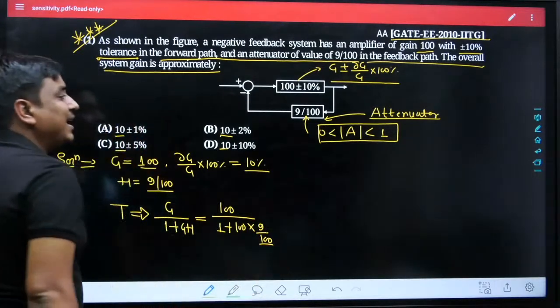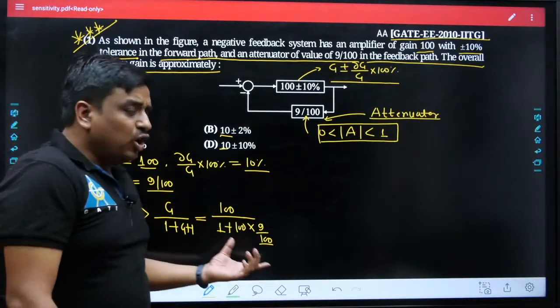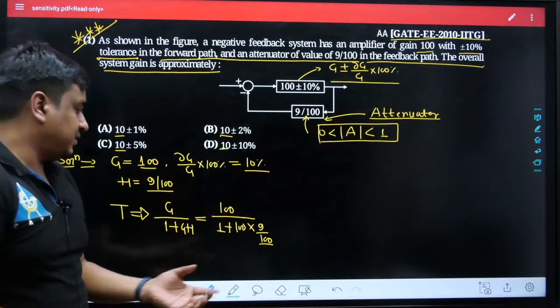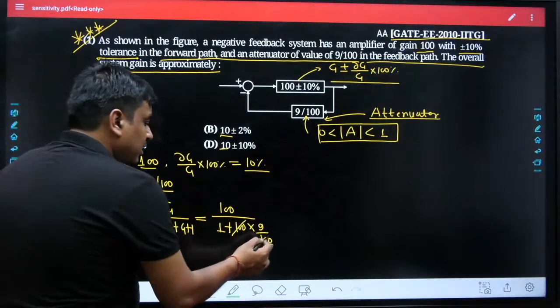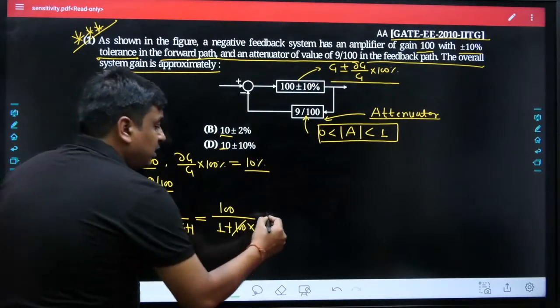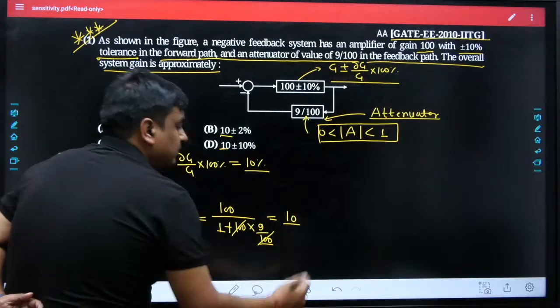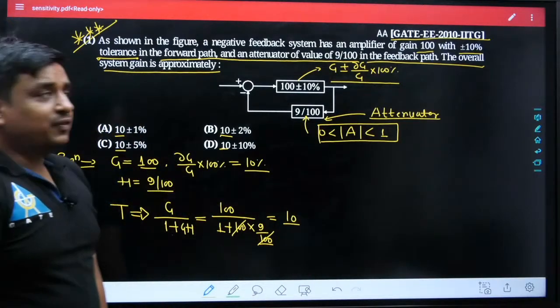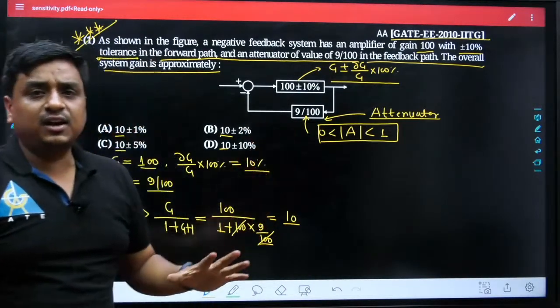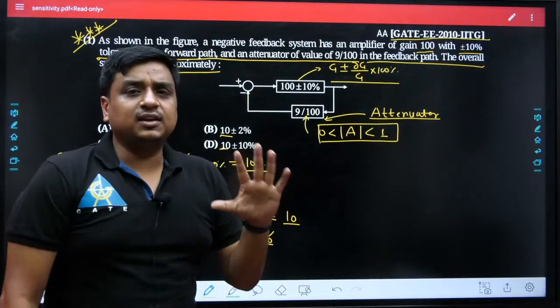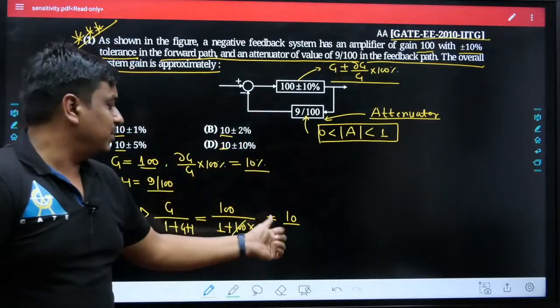See, deliberately the H has been chosen in such a way that the denominator would become very simple. The 100 and 100 go off. Here it becomes 1 plus 9, that's a 10. 100 divided by 10 simply becomes 10. What does that mean? That means when G is fixed at 100, the net transfer function, the net gain offered by the system, is simply equal to 10.